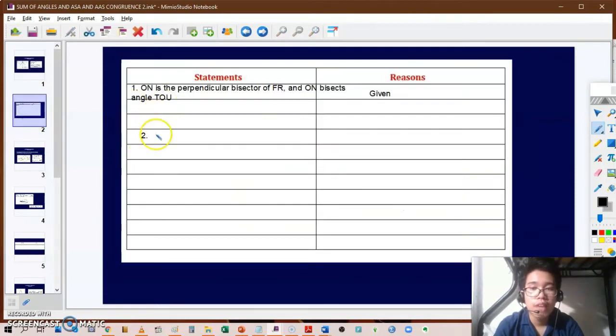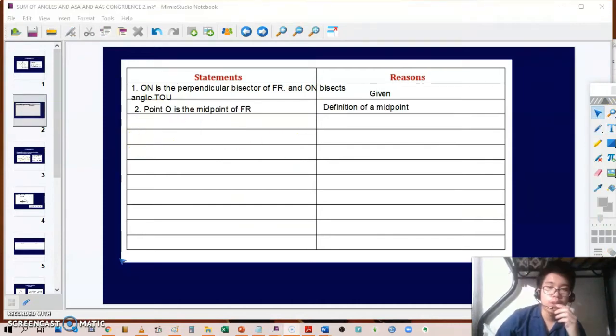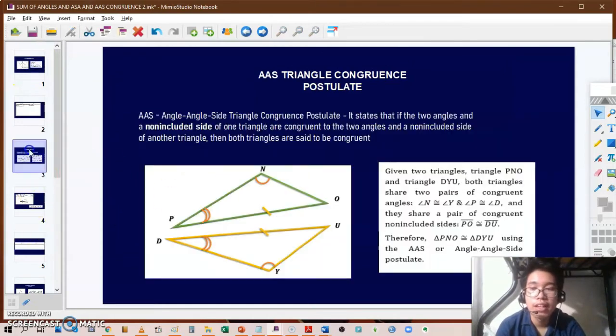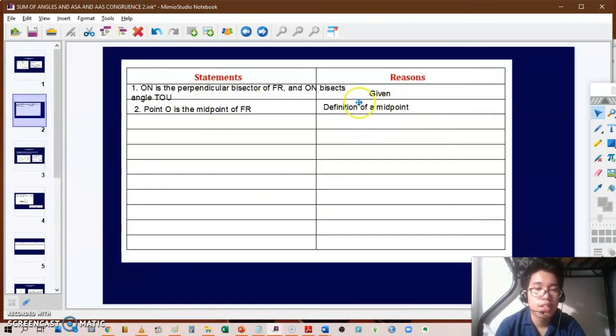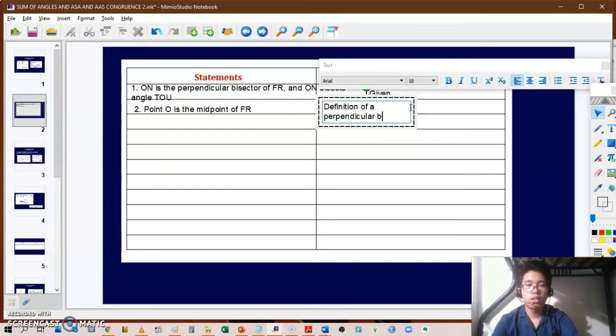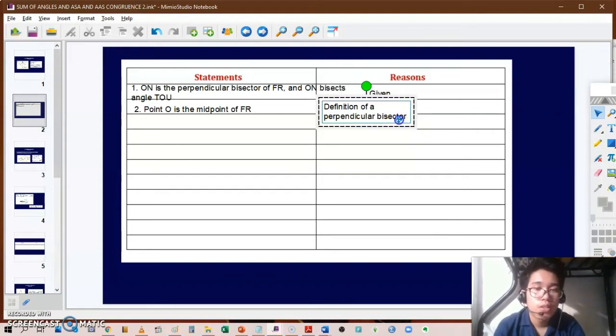But first we have to establish that the point O is the midpoint of FR. So it's the midpoint of FR, given, and the reason here is the definition of a midpoint, or the definition also of a perpendicular bisector. Okay, so we have these two statements.